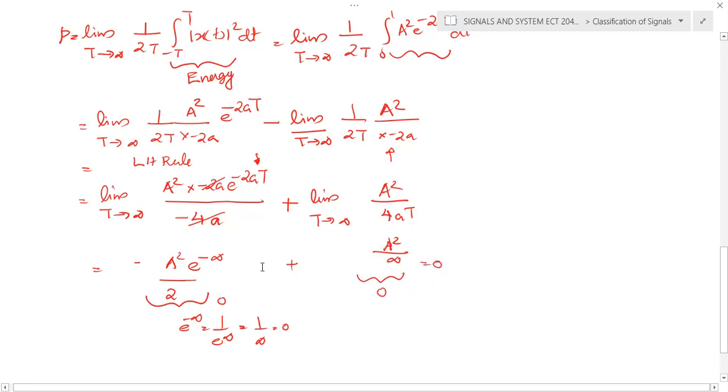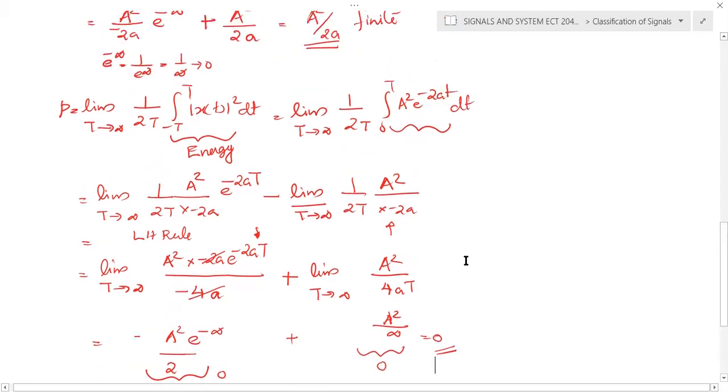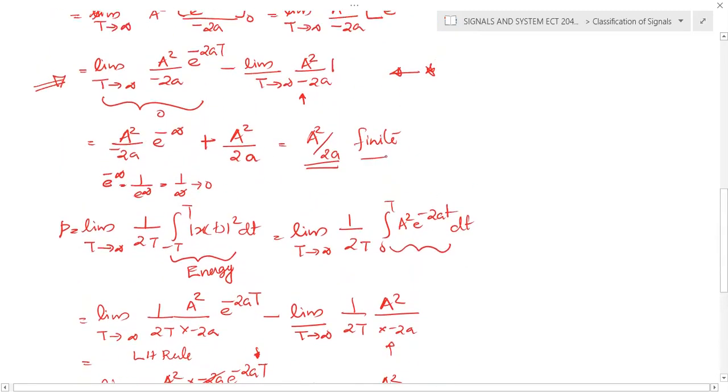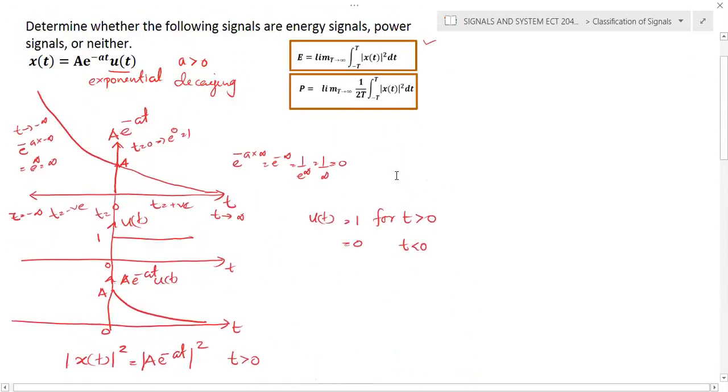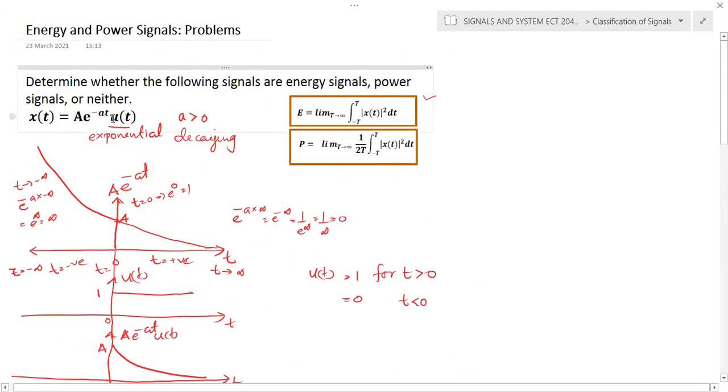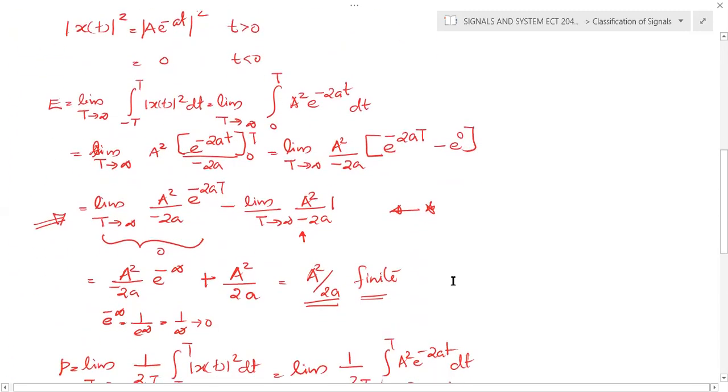So we got energy equal to a finite quantity, so energy is less than infinity, and power is equal to 0. Energy is a finite quantity and power is equal to 0, so we can conclude that the given signal is an energy signal. The given signal x of t is equal to a e raised to minus at into u of t is an energy signal. It's a non-periodic signal, and we got the final conclusion as energy signal.